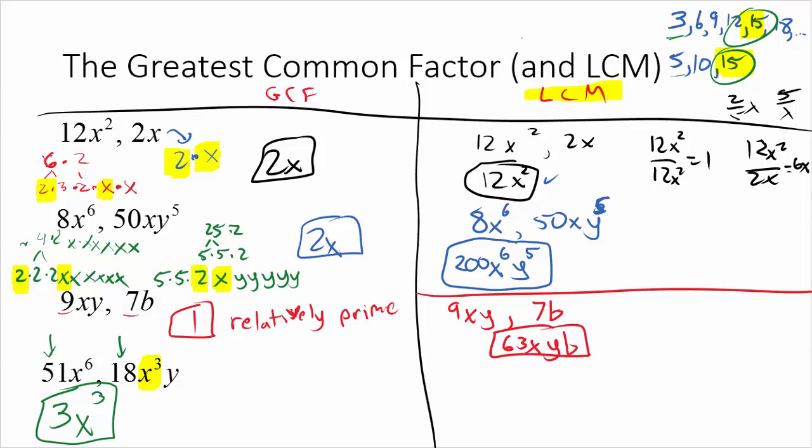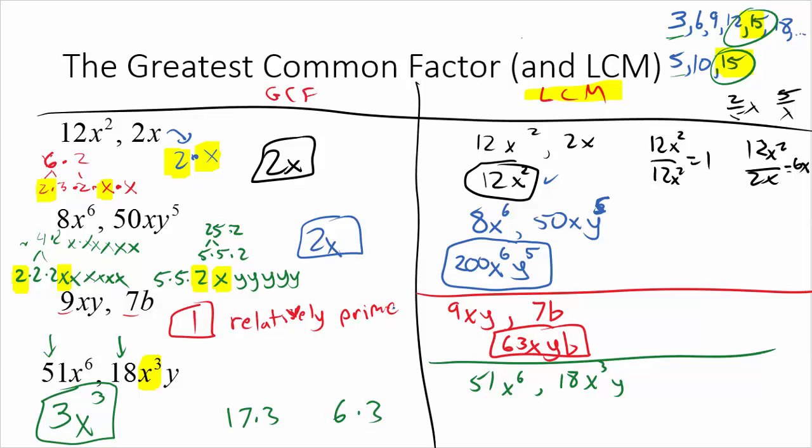Okay, last one. We've got 51x to the 6th and 18x to the 3rd y. Okay, once again, we'll look for the smallest number that these both go into. And an alternate method for finding this is, if you find the prime factorization like we did the other day, so 51 is going to be 17 times 3, and 18 will be 6 times 3.